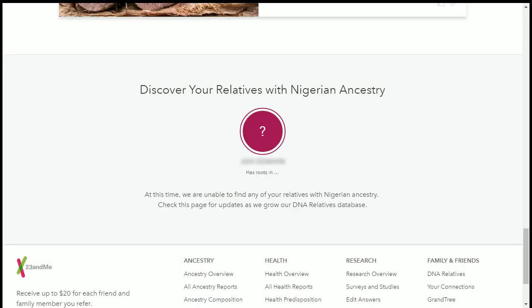Now, out of all the Nigerian DNA, it says, discover your DNA. At this time, we're unable to find any relative with Nigerian ancestry. So on MyHeritage, they found it, but they look like they're getting more African Americans with it, right? So I'm not sure they're looking for people in Nigeria. That's why they come up with 0.